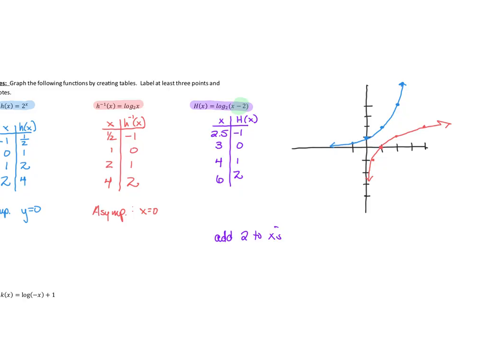Now, when we look at our asymptotes, for our exponential, we have an asymptote at the x-axis. Remember, this is y equals 0. For our basic logarithm, we have an asymptote of the y-axis, or x equals 0. And when we shift it, we also have to shift the asymptote. And so my asymptote is also going to be shifted, and it's going to be x equals 2. So my asymptote is going to move to here.